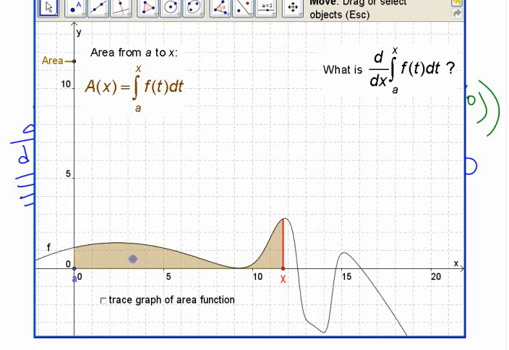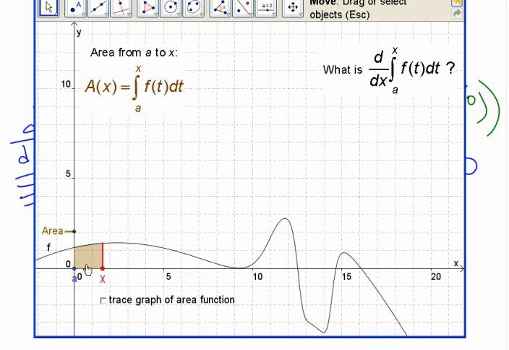The rate that the area is changing is the derivative of the integral. The derivative of the integral is the function itself at that value. Derivative of integral of this function is just this, f of x. The derivative with respect to x of this function is f of x. Derivative of integral is the function itself. The rate the area is changing is the height of the function itself, right?